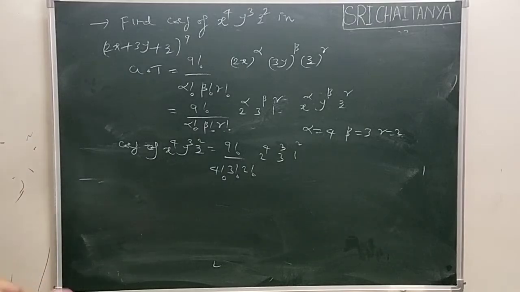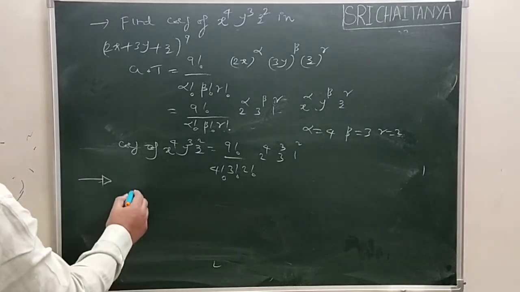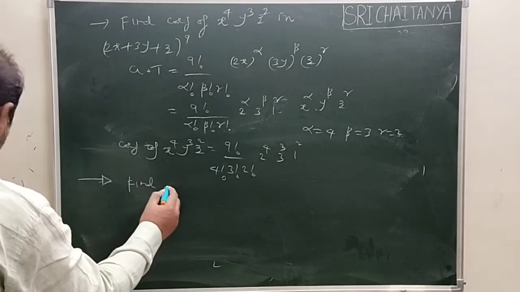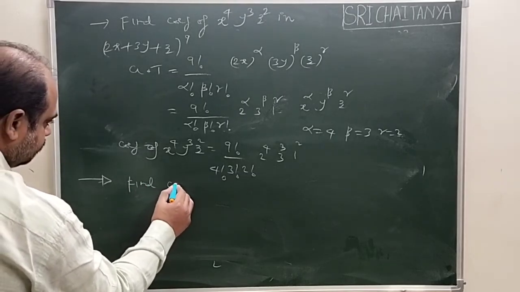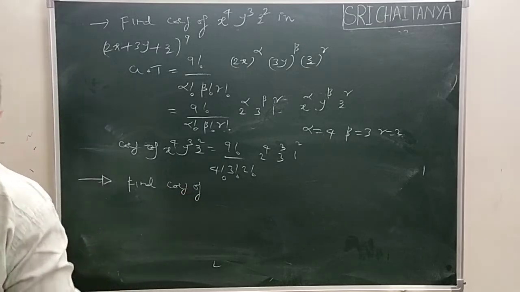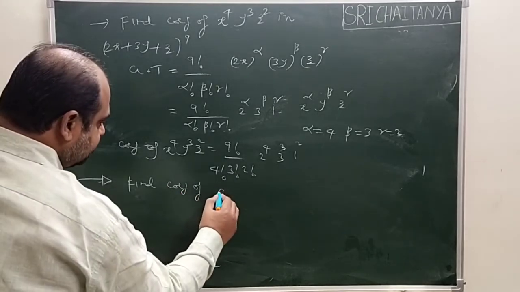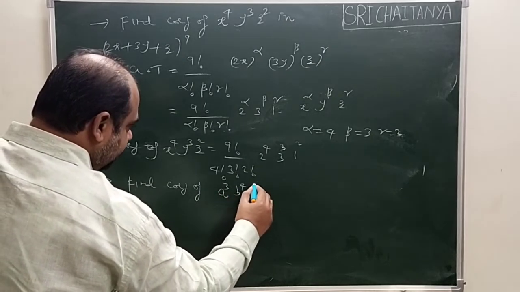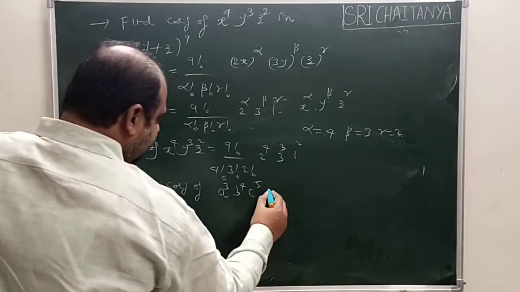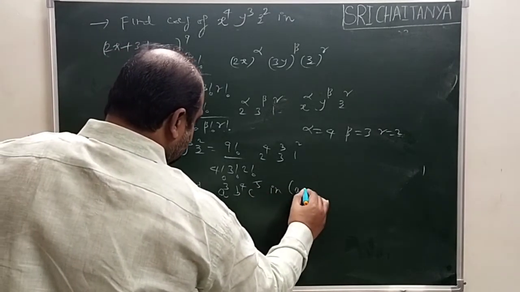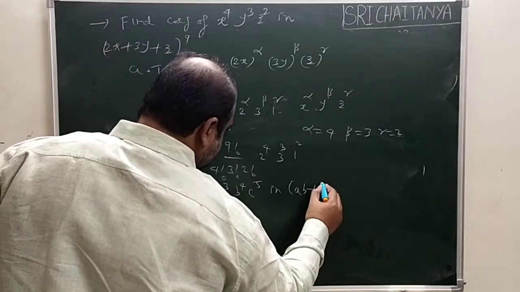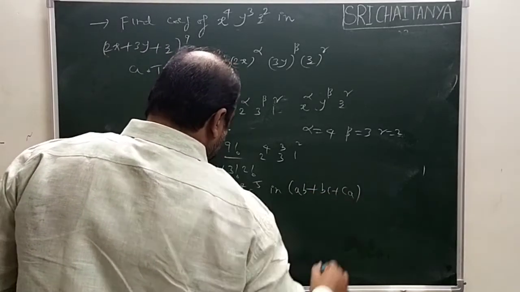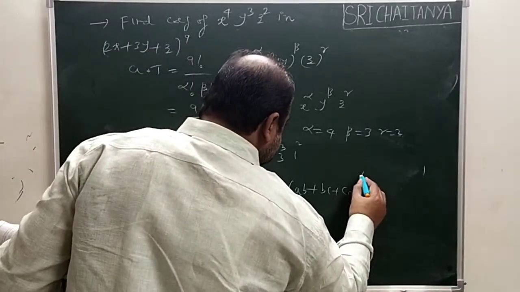Like that. Take one more problem. Find the coefficient of a cube b power 4 c power 5 in (ab + bc + ca) whole power 6.